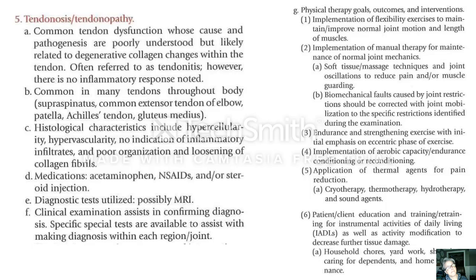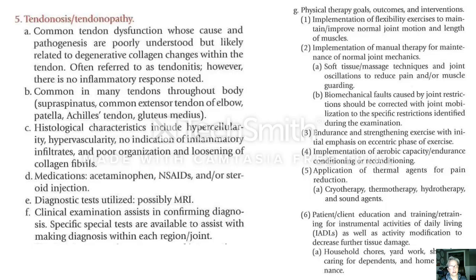Tendinosis and tendinopathy. Common tendon dysfunction whose cause and pathogenesis are poorly understood, but likely related to degenerative collagen changes within the tendon, often referred to as tendinitis. However, there is no inflammatory response noted. Common in many tendons throughout the body: supraspinatus, common extensor tendon of elbow, patella, Achilles tendon, and gluteus medius.